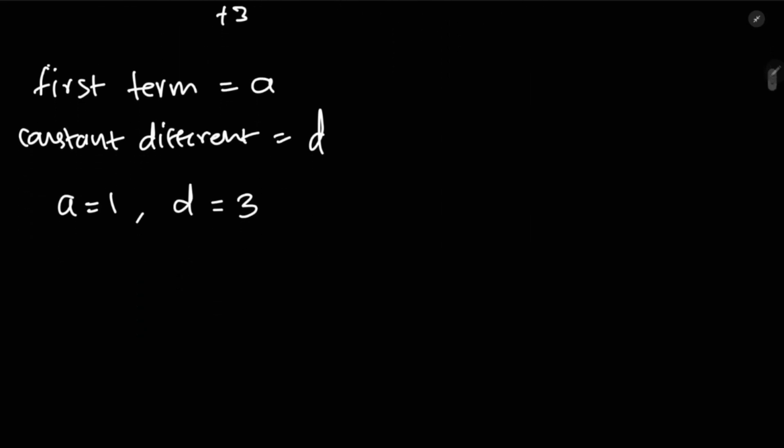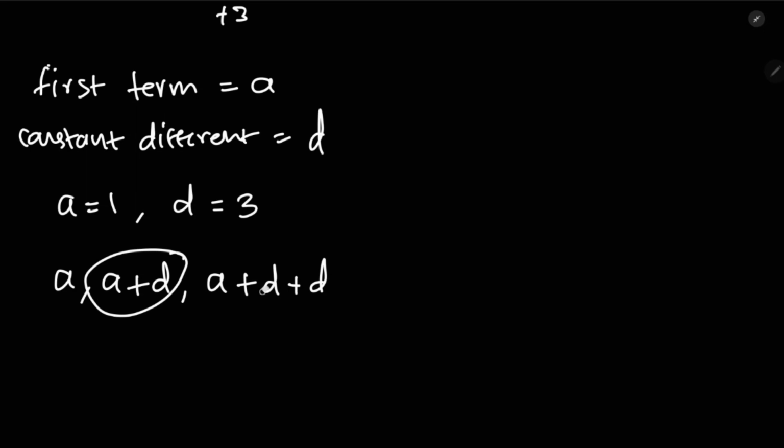So to go from the first element to the second element, we add D to A. So the first element is A, the second element will be A plus D, the third element will be A plus D, adding D in this. So basically A plus 2D, A plus 3D, and so on and so forth.